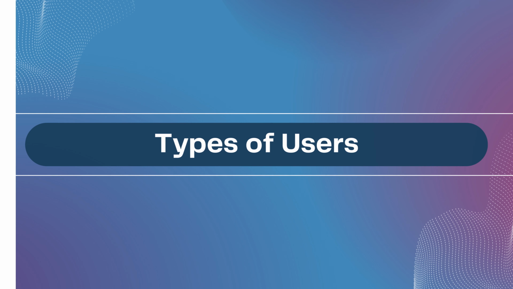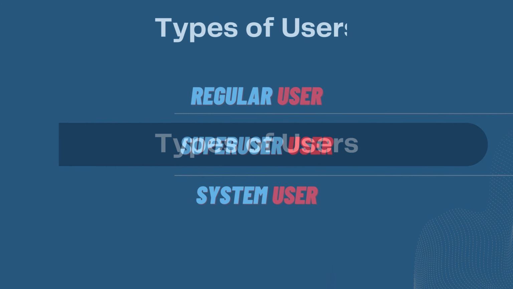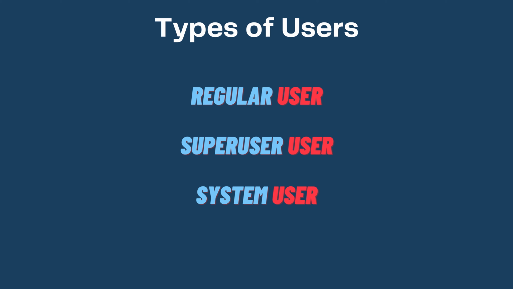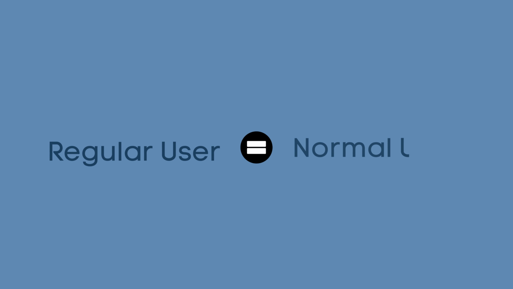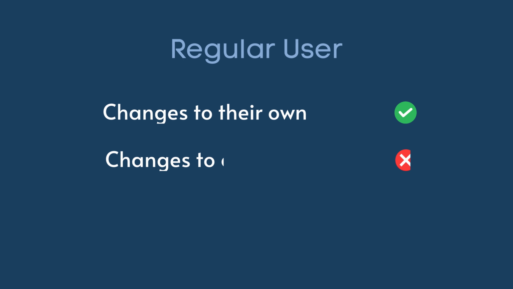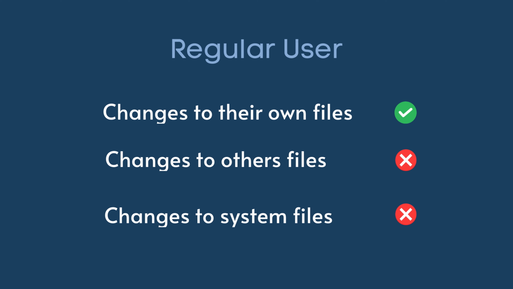In Linux, we have various types of accounts: regular users, super user, and system user. Each has its own purpose and permissions. So let's start with regular users. They're also known as standard users or normal users. They have the privileges to manage their files, run applications, and customize their environment. However, they can't access other users' data unless it's explicitly allowed and can't make system-wide changes.